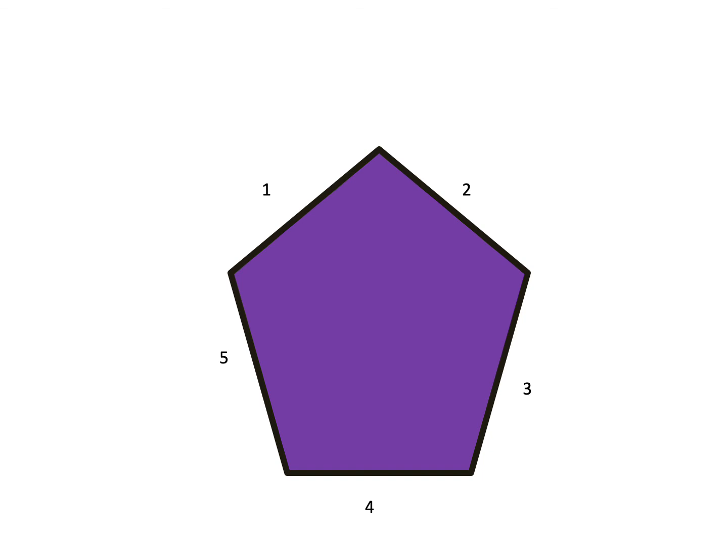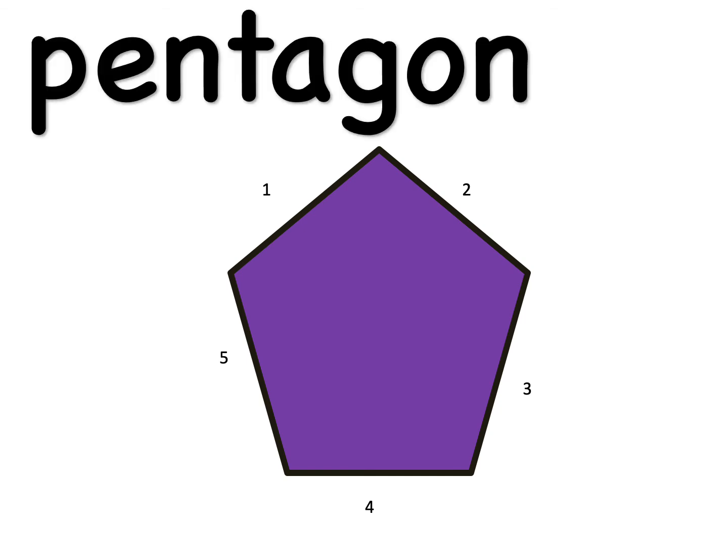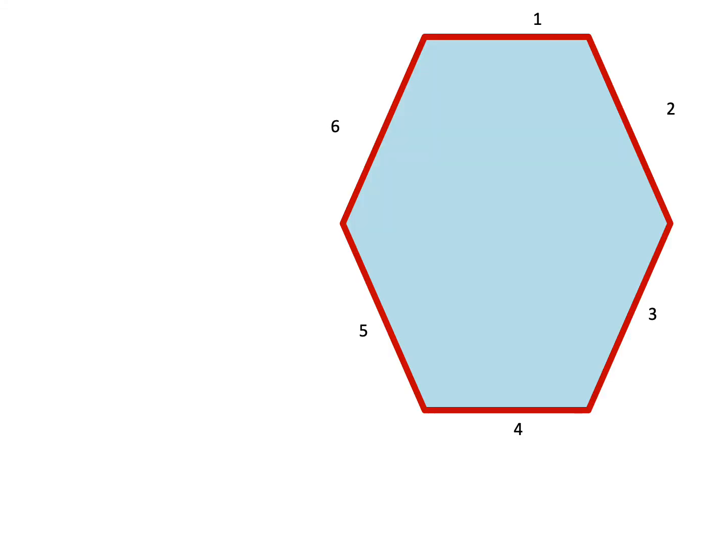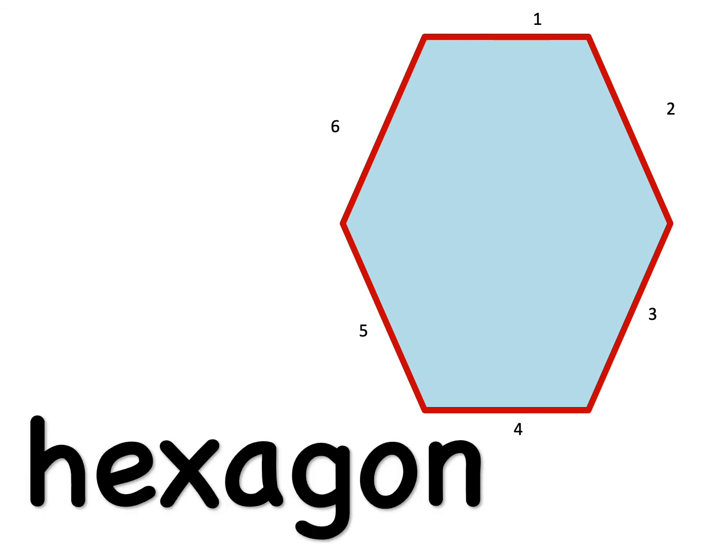Here's the next one. Oh, this one has 1, 2, 3, 4, 5. What is the name of the shape with 5 sides? Pentagon. I wonder if you remembered that. Here is the next one. This shape has 1, 2, 3, 4, 5, 6 sides. What do we call a shape that has 6 sides? A hexagon. Did you remember my trick? I hope you did. What's this one? Square. Very good.